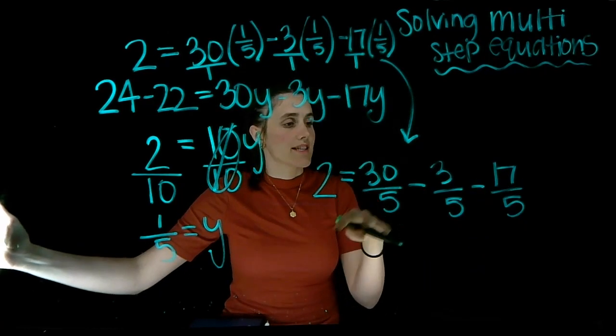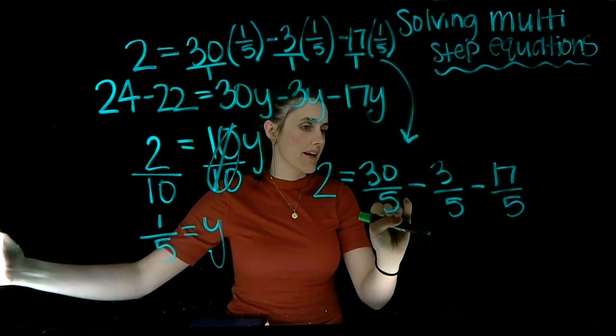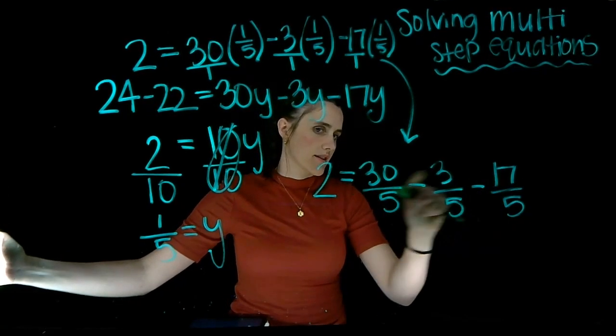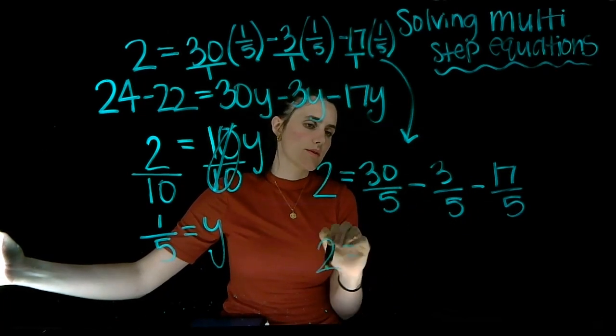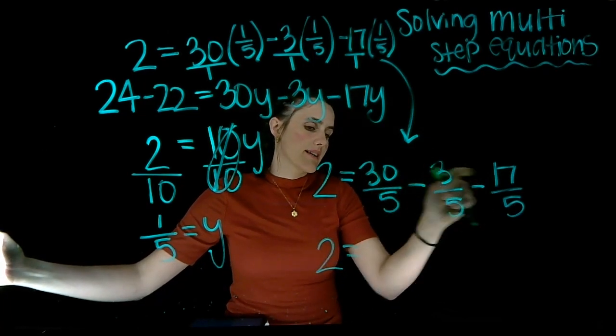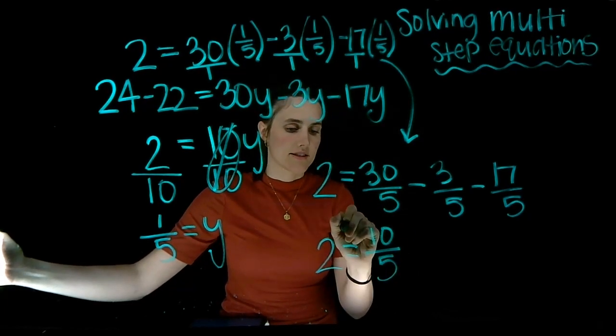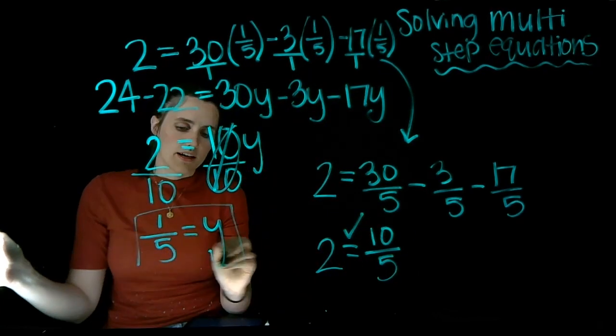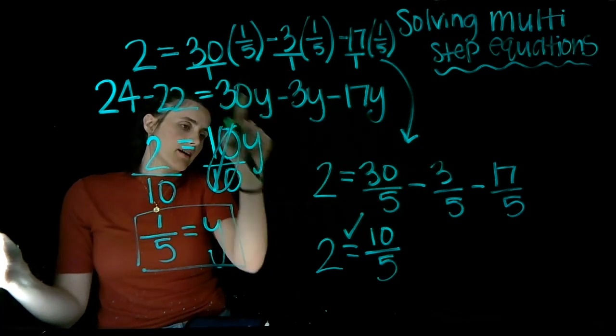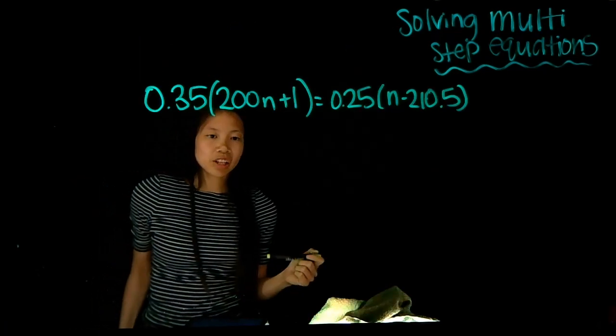When I am adding and subtracting fractions, as long as they have a common denominator, I can just subtract the top. So this will give me 2 equals, we know 30 minus 3 minus 17 equals 10. So 10 divided by 5, yes, is 2. So I know that this answer over here is correct because when I plug it back in, it makes my equation true.